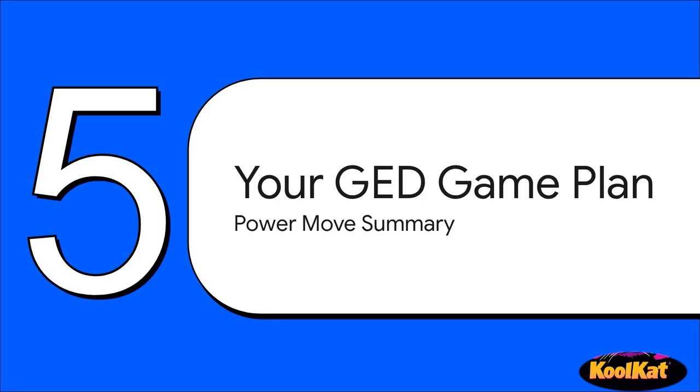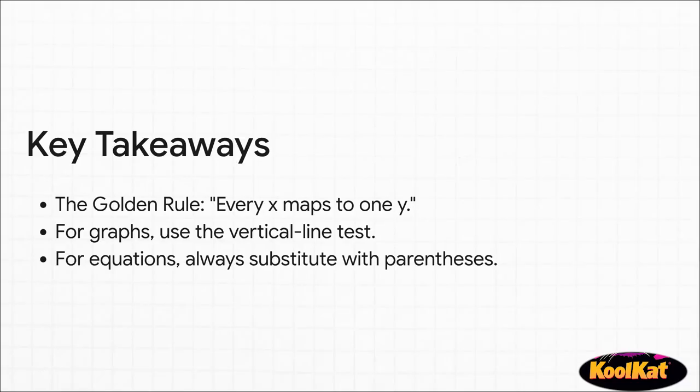All right, let's pull all this together. Let's build a simple, effective game plan that you can carry in your head right into the testing center. It really just boils down to these 3 things. Number 1, remember that golden rule: every x maps to one y. Number 2, if they show you a graph, it's easy. Use the super quick vertical line test. And number 3, if they give you an equation, substitute with care and always use parentheses. That's it. That's your whole strategy.